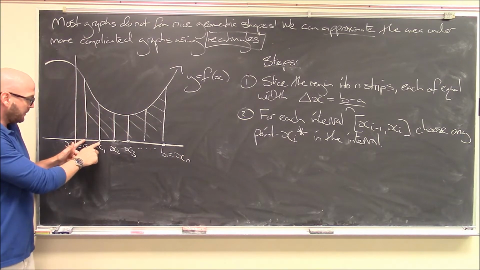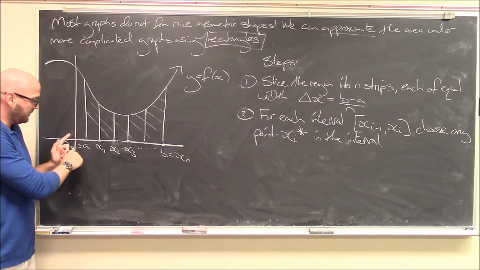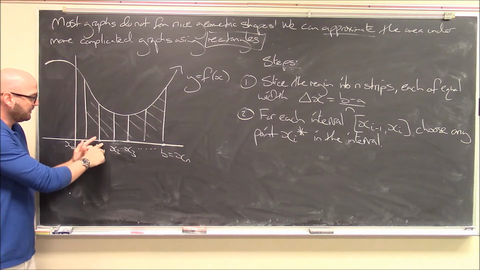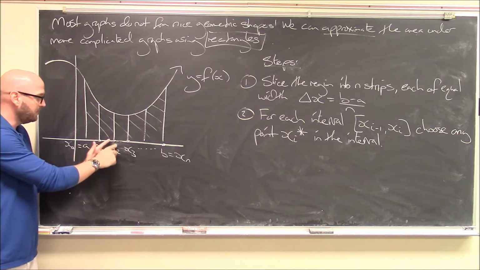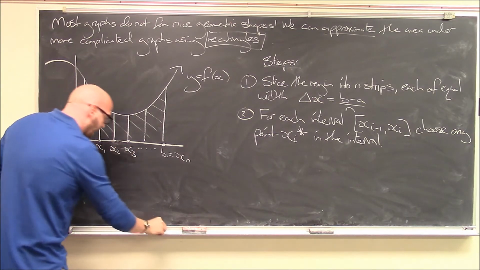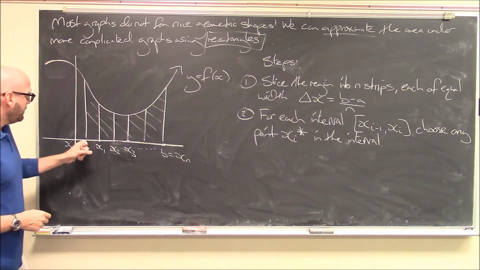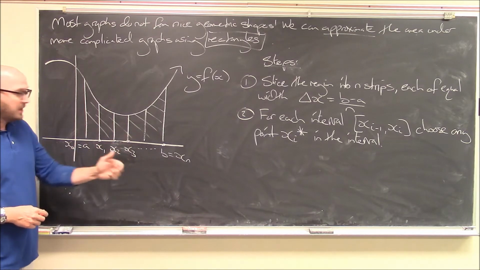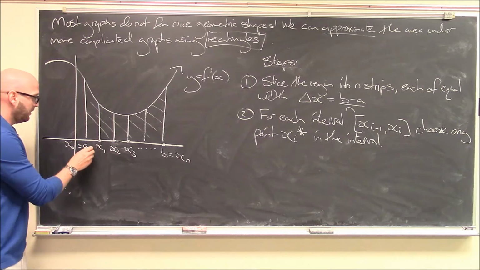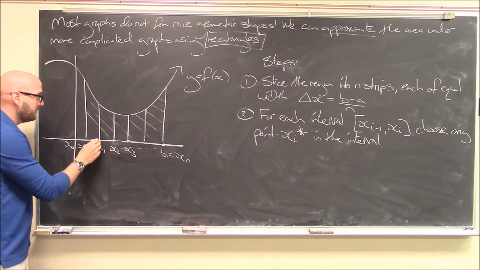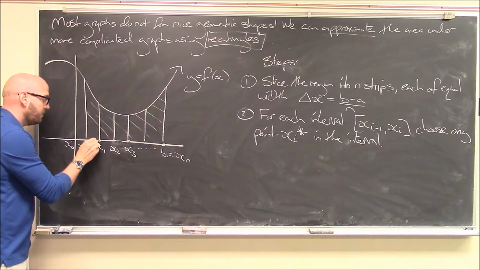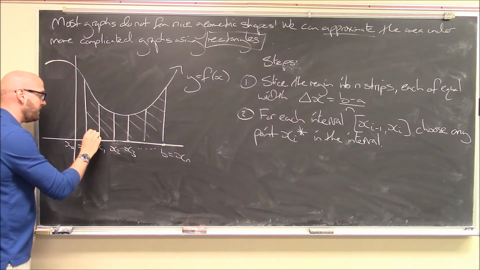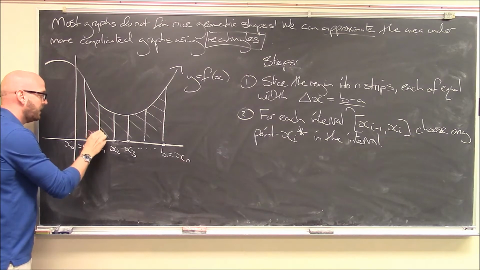So this first interval here would be the interval from x0 to x1. The next interval would be from x1 to x2. The next one would be x2 to x3. And what I'm saying is, in each one of these intervals, just go in and choose a point. Choose any point at all that you want. So how about right here, in x0 to x1, I choose the point right there in the middle. That will be x1 star.